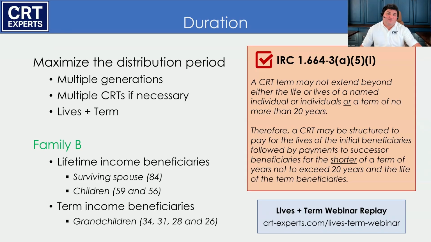So the regulations, you can see up on the screen, require that a CRT may not extend beyond the life or lives of a named individual or individuals, or a term of no more than 20 years. Therefore, a CRT can be structured to pay for lives of certain named individuals, followed by payments to other named individuals for the shorter of a term of years not to exceed 20, and the life or lives of those other individuals. So the key here: the trust cannot last beyond the lives in being at the date the CRT is created, and we are not running afoul of that requirement.